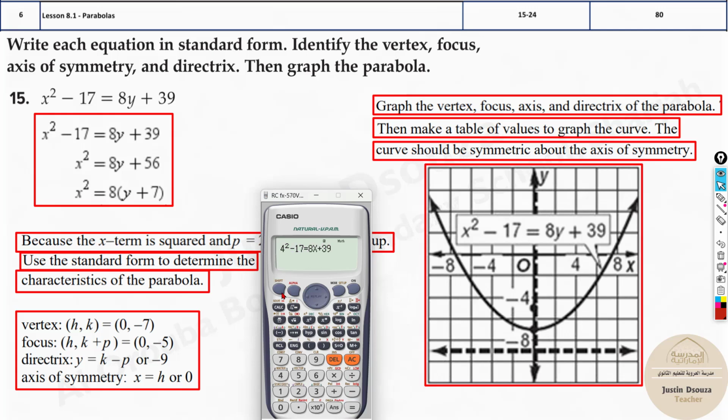Now I can't press equal to. I need to press shift and solve. Only then I'll get the answer. It's minus 5. 1, 2, 3, 4. Minus 5. Okay, I was taking the axis altogether wrong. X is 4 over here. Okay, so now, yeah, this is more like it.